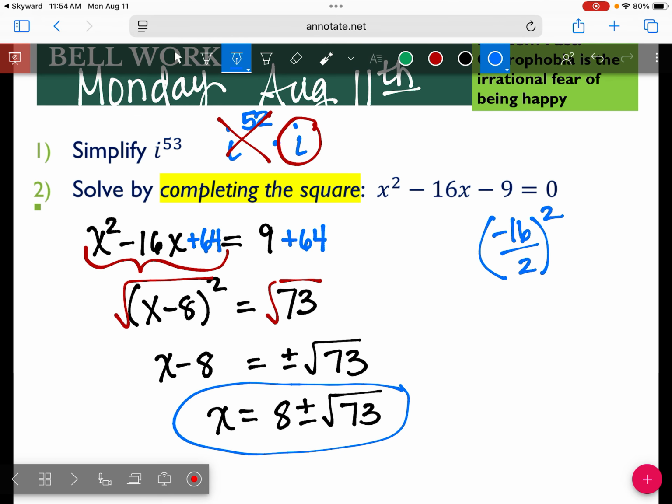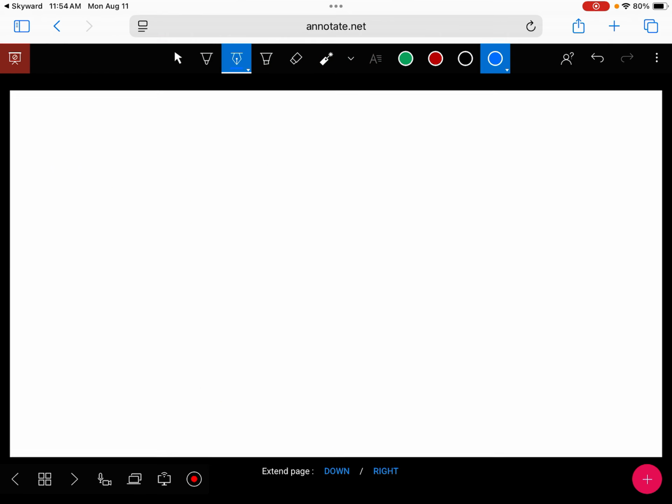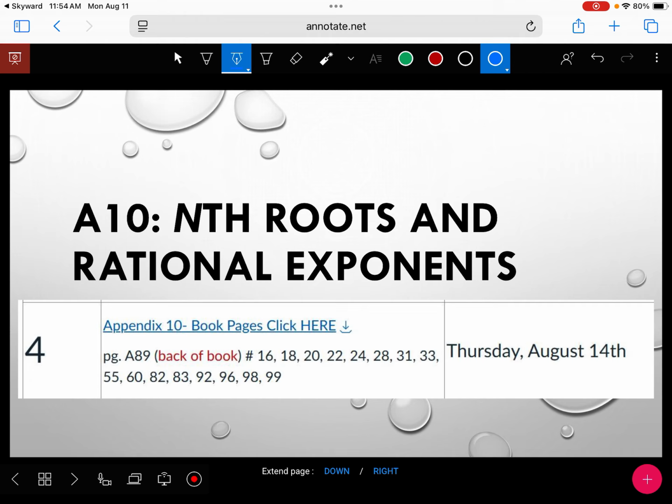All right, so that is our bell work. Any questions? So now we're going to start Appendix 10. Appendix 10 is indexes. So this week we have a lot of homework due. I am so sorry, but you shouldn't wait until it's due to start it. So for example, homework 3 should be done. Homework 4 is over Appendix 10, and that is due Thursday.